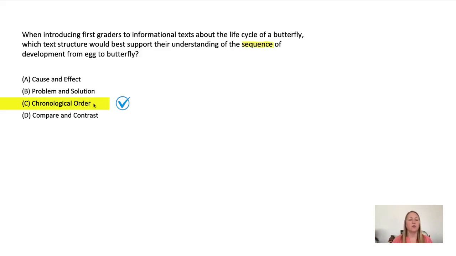The answer is chronological order. The chronological order text structure is most effective in this context because it presents information in the order it happened. This structure helps students understand the progression of time and the sequence of events, which is crucial for comprehending life cycle.